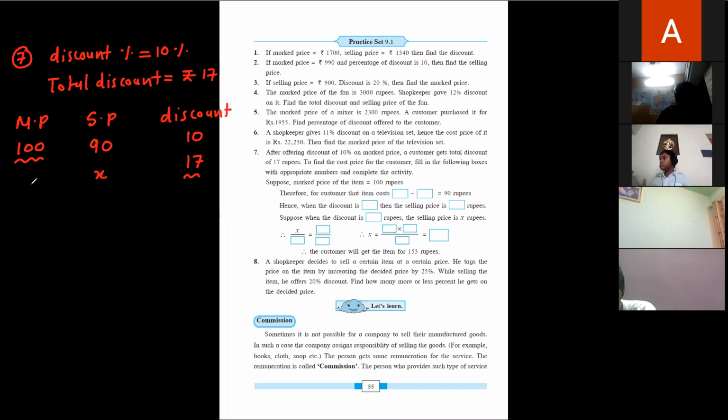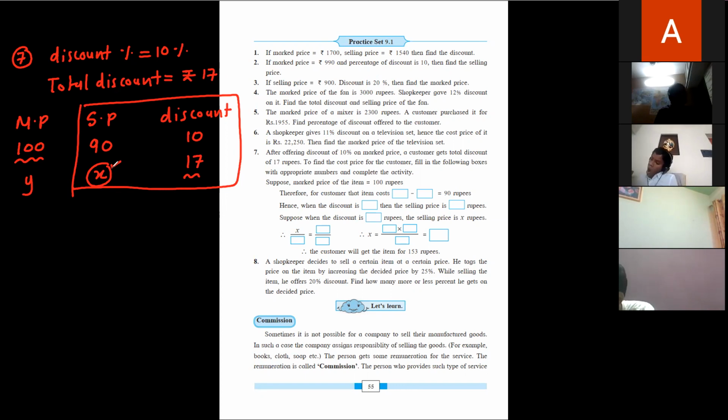We'll take this as X. We'll take this as Y. We are asked to find out this. We'll use what? The selling price and discount column. Why? Because over here you can see there is only one unknown. If you will use this one, mark price and selling price column, you will see there are two unknowns. One is Y and the other is X. So you won't be able to use this. Okay. We'll use selling price and discount column.